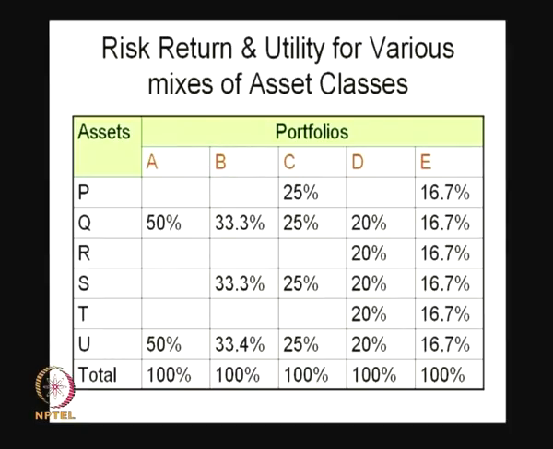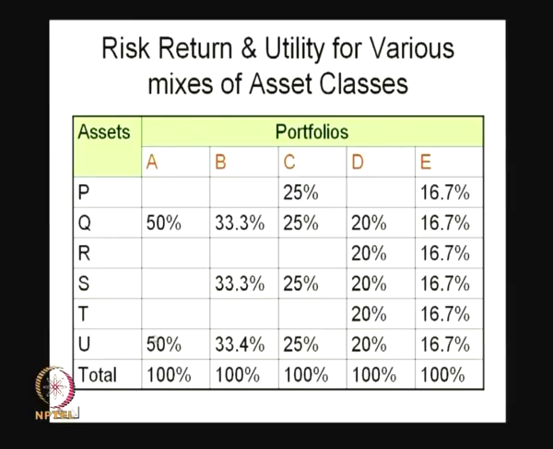This is basically the hypothetical example we have taken. Let's say we have different assets, 1, 2, 3, 4, 5, 6, and these are the different portfolios we have made, A, B, C, D, E. These portfolios have been constructed on the basis of different proportions taken from these individual assets. In the first case, for portfolio A, we have invested 50% of Q and 50% of U.